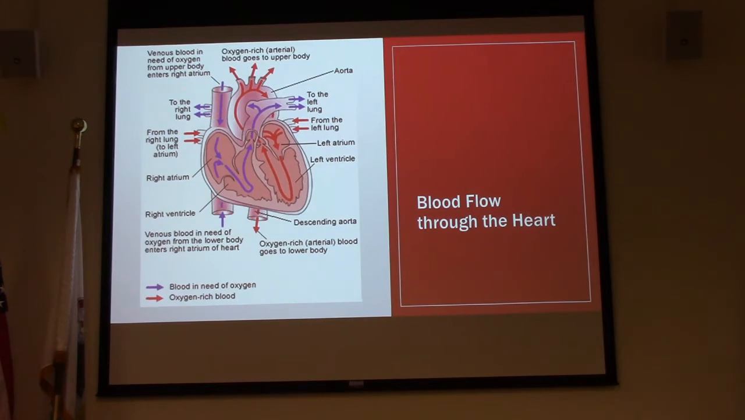So, blood will enter the body from the inferior and superior vena cava. It goes into the right atria, down through the tricuspid valve, to the right ventricle, the pulmonary valve, and the pulmonary artery to the lungs. And then it comes back by way of the pulmonary vein to the left atria, through the bicuspid valve to the left ventricle, the aortic valve, and then out through the body.